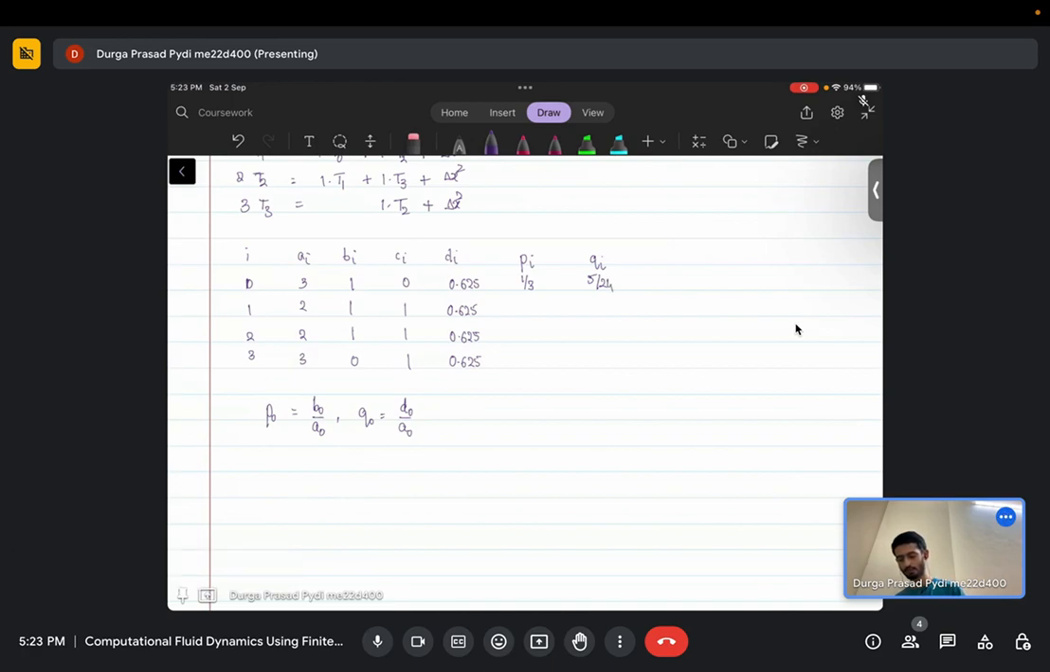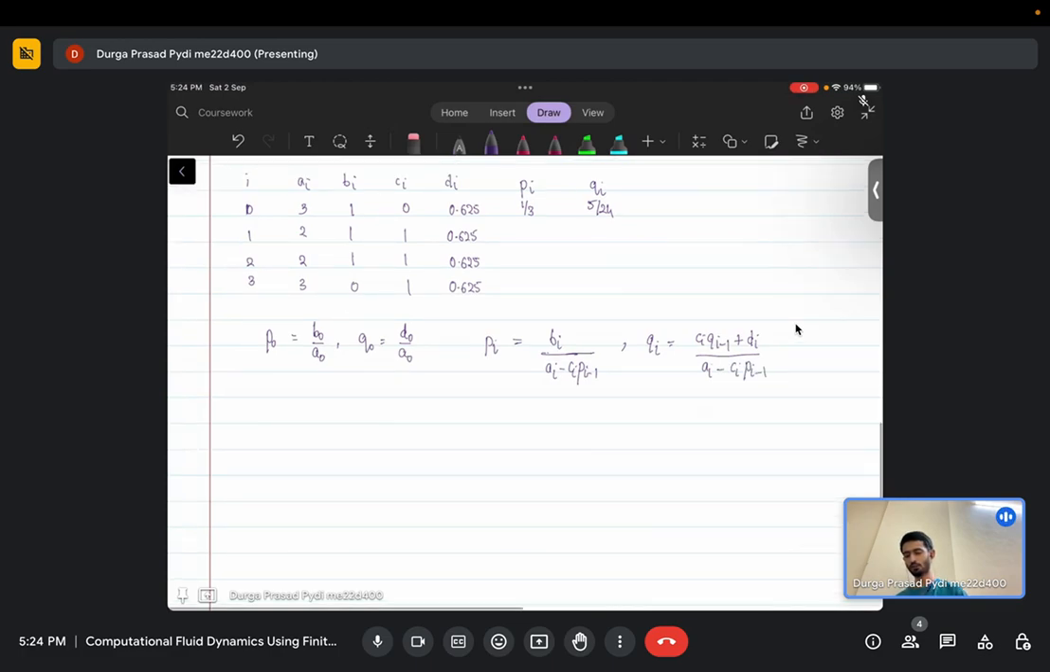So how do you update the values? What is the value of P_i in terms of P_(i-1)? P_i is b_i by a_i minus c_i P_(i-1), and Q_i is given by c_i Q_(i-1) plus d_i by a_i minus c_i P_(i-1). I know the values of P0 and Q0. So P1 is essentially b1 by a1 minus c1 into P0.